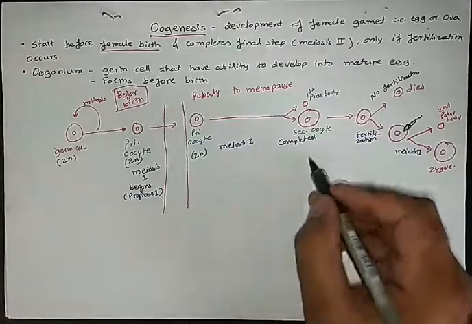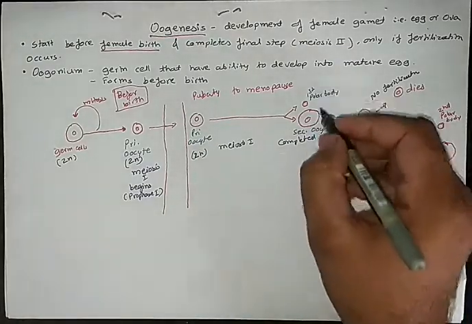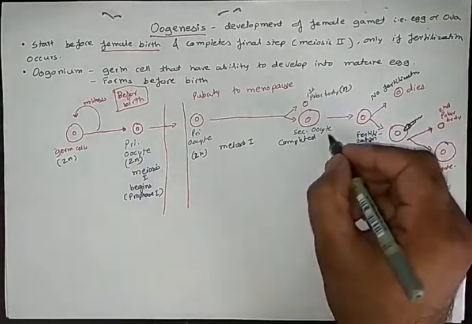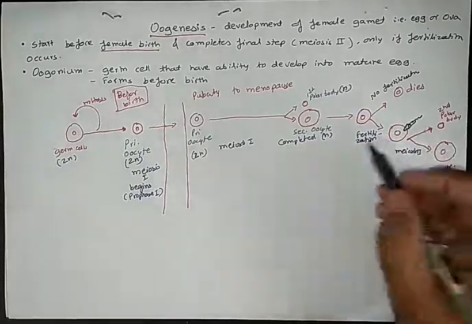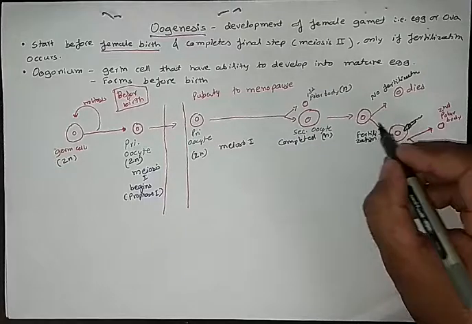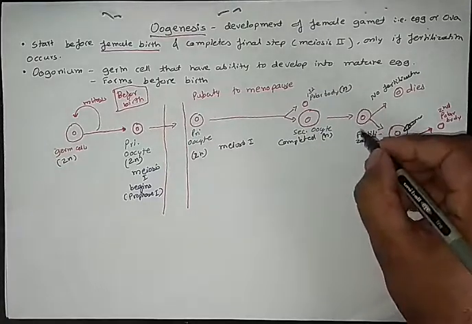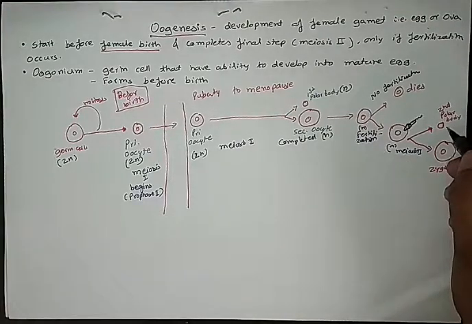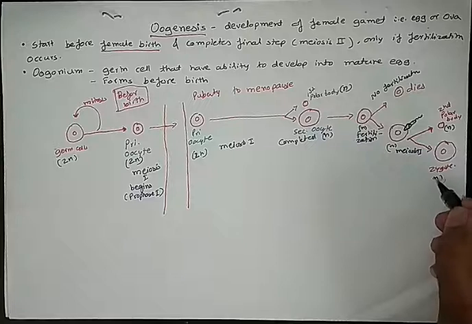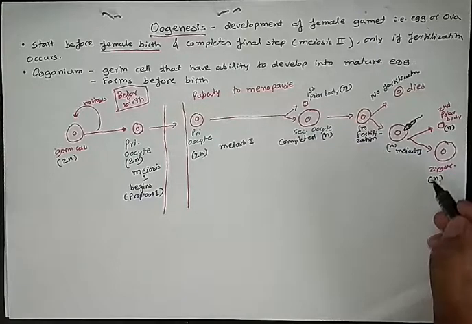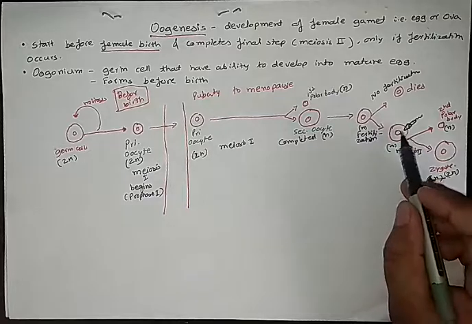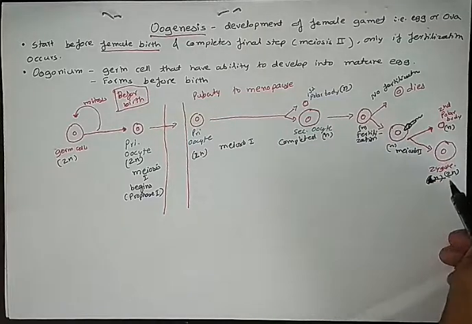Once meiosis 1 completes, the polar body is n in number, as well as the oocyte is also n in number. After that there is a formation of the secondary oocyte, which is obviously n in number. The polar body is also n in number. The zygote is 2n in number, because of the fusion of sperm and egg. So there is a formation of 2n.